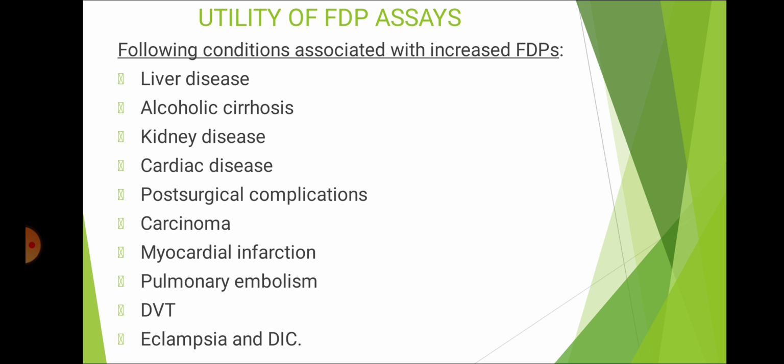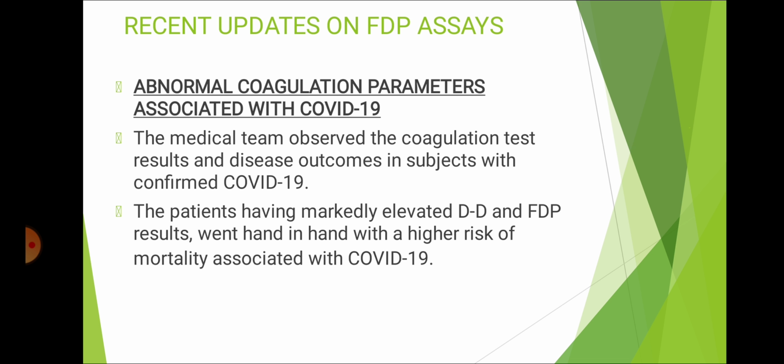Now, utility of FDP assays. The following conditions are associated with increased FDPs, that is liver disease, alcoholic cirrhosis, kidney disease, cardiac disease, post-surgical complication, carcinomas, myocardial infarction, pulmonary embolism, DVT, eclampsia and disseminated intravascular coagulation.